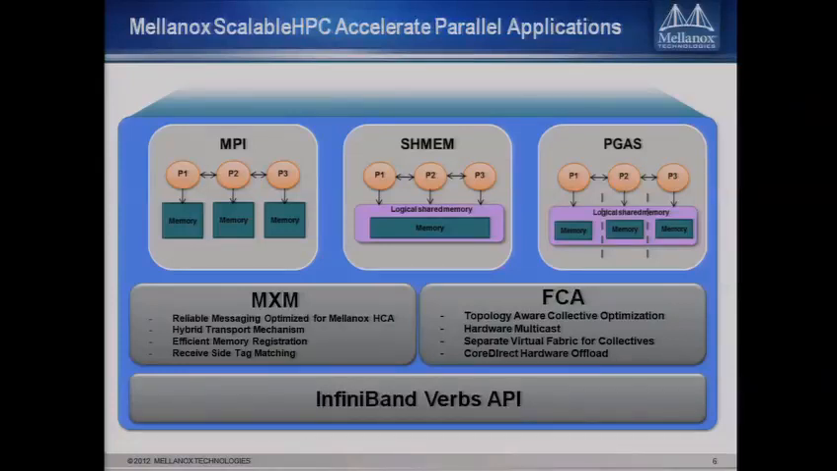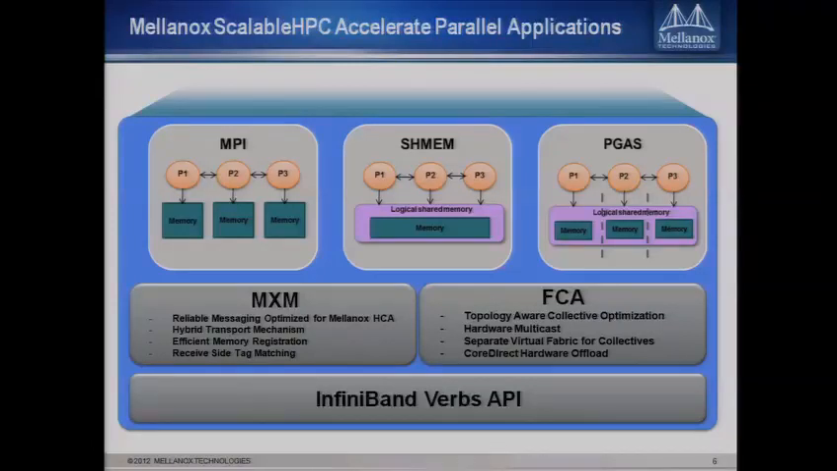So FCA provides a number of features to accelerate these collectives, such as topology-aware collective operations, taking advantage of the hardware multicast capabilities in InfiniBand, using separate virtual fabrics that only the collective runs on, and also supporting our core direct hardware offload, which is a mechanism where we actually run the collective operation in the HCA hardware.